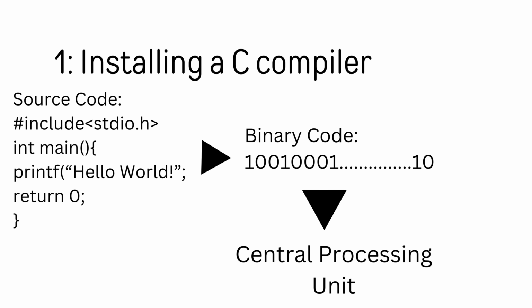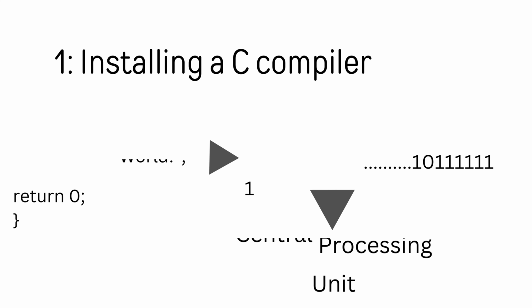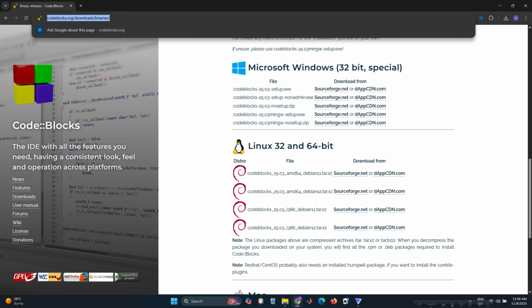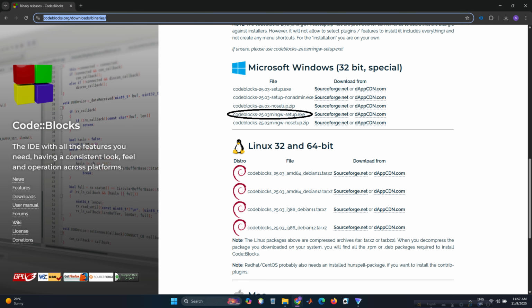To run C programs, we need a compiler, software that converts our code into something the computer understands. The easiest way is to install Code::Blocks with MinGW. This version already includes the compiler.